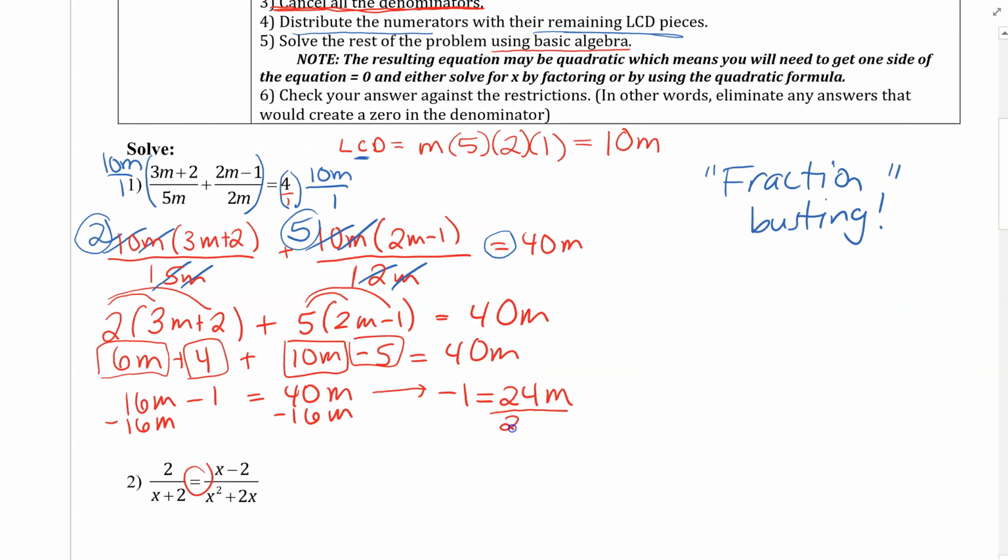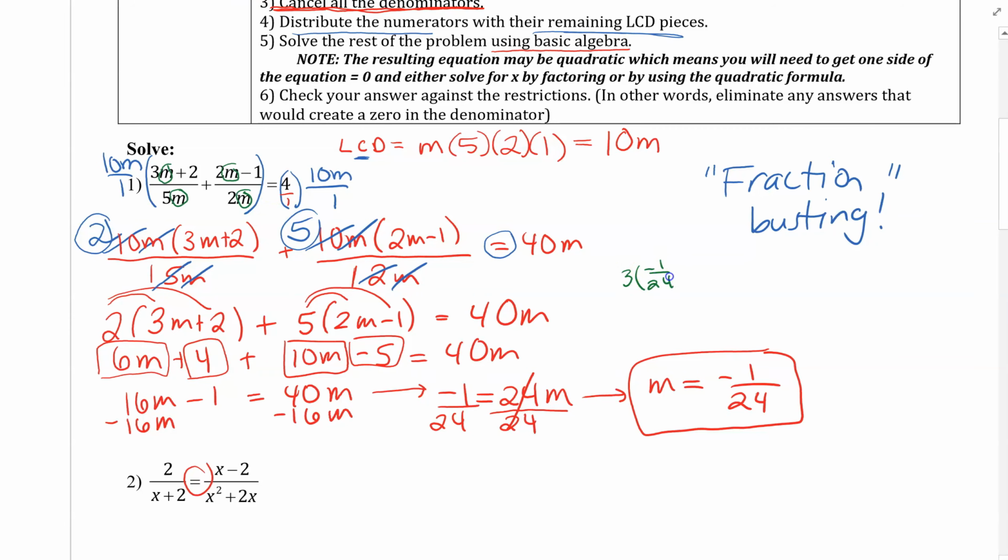And then all I have to do is divide both sides by 24 to get my variable m by itself. So m ends up equaling negative 1 divided by 24. So what does this mean? What does it mean that m equals negative 1 over 24? Here's what that's basically saying, right? It's saying if I do 3 times negative 1 over 24 plus 2 over 5 times negative 1 over 24 plus 2 times negative 1 over 24 minus 1 all over 2 times negative 1 over 24, what this is saying is that all of that will somehow equal 4.